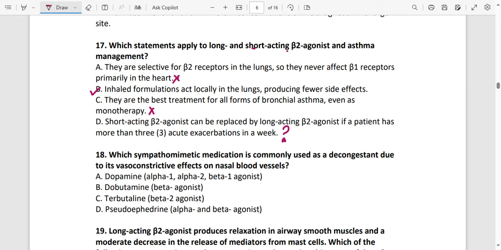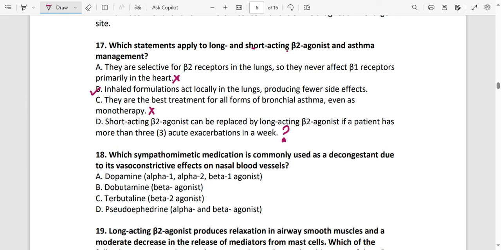Are we okay for this one? Okay. 18. Which sympathomimetic medication is commonly used as a decongestant due to its vasoconstrictive effect on the nasal blood vessels? Dopamine, alpha 1, alpha 2, beta 1. Dobutamine, beta agonist. Terbutaline, beta 2 agonist. Pseudoephedrine, alpha and beta agonist.